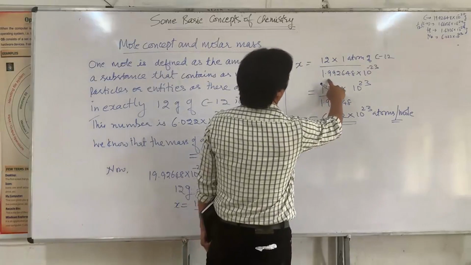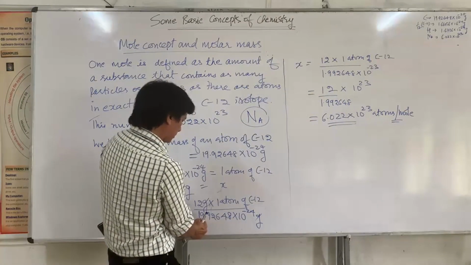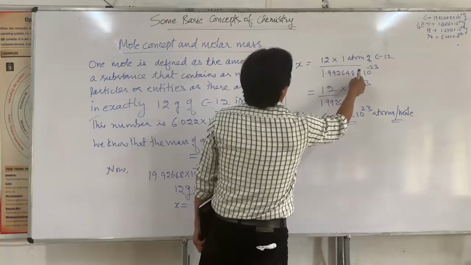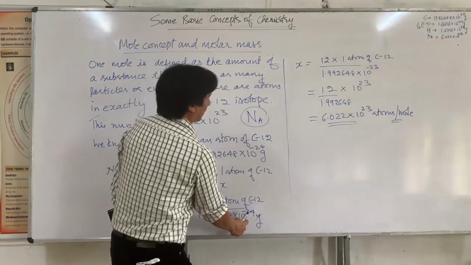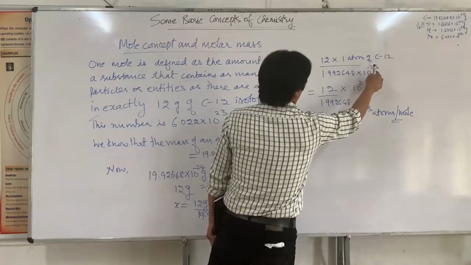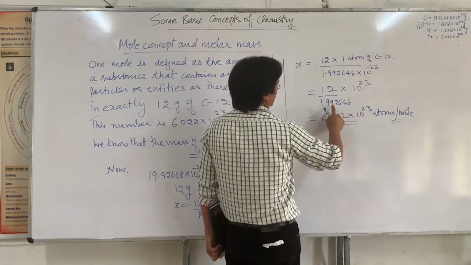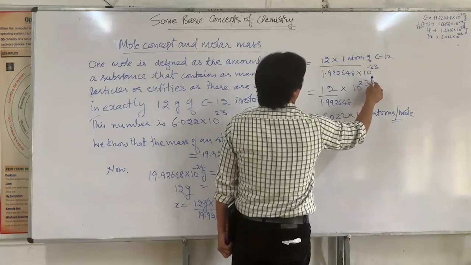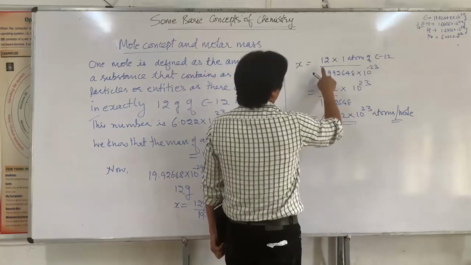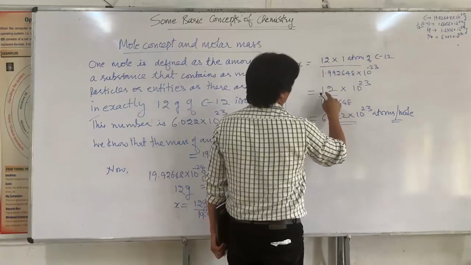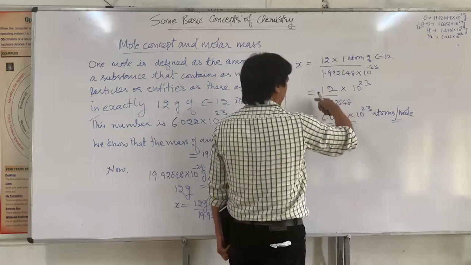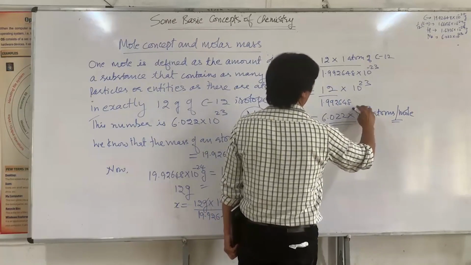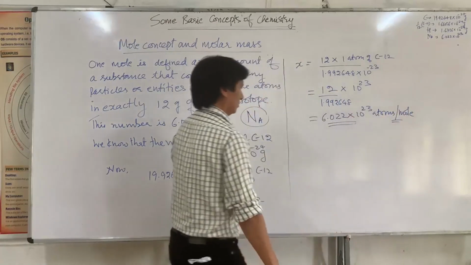This is 19.926, and I've made it 1.99. Here I have changed this expression by bringing the decimal point to the left by 1 digit, so I'll have to multiply by 10, and it becomes 10^-23. Finally, you take this 10^-23 on top, and it becomes 10^23 positive. It is atoms here, and 12 divided by 1.992648. When you simplify this expression, you're going to get 6.022 × 10^23 atoms. This is the number of atoms in 1 mole.